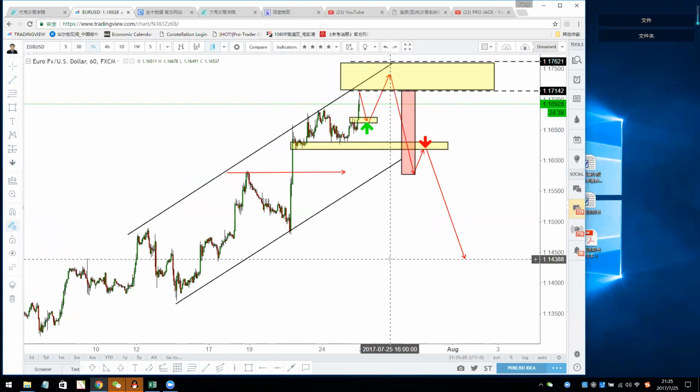So these are two potential trade setups for the euro. Can you understand? If you can understand, please reply to me with a 6. Yeah. We have two trading setups.